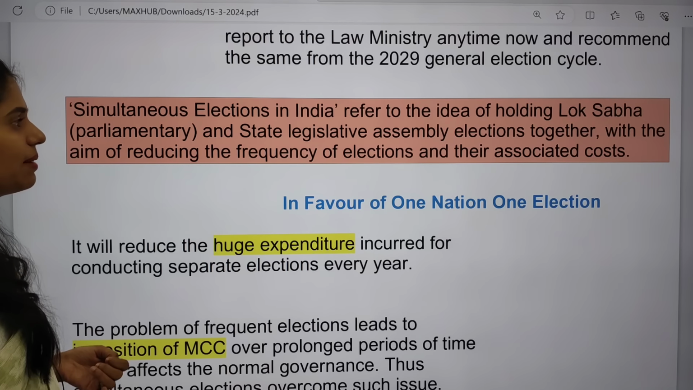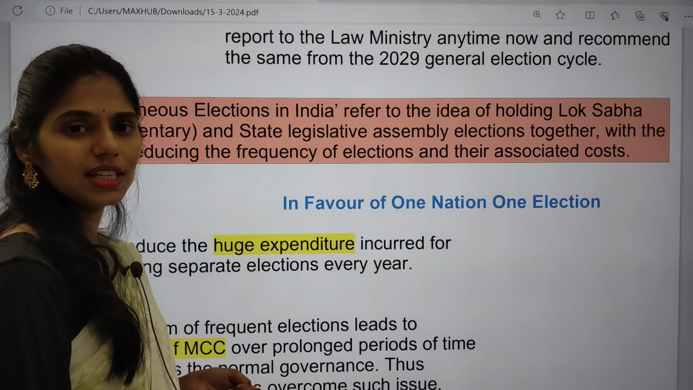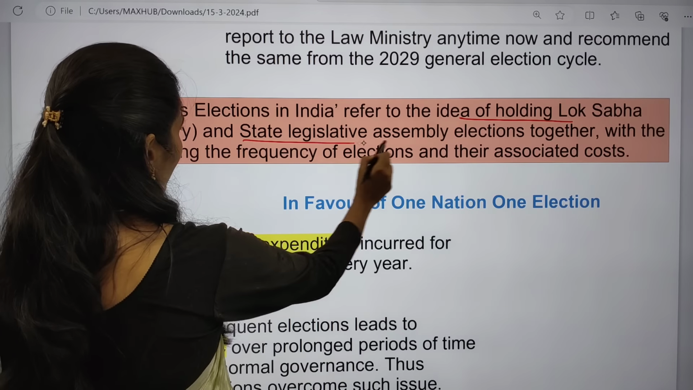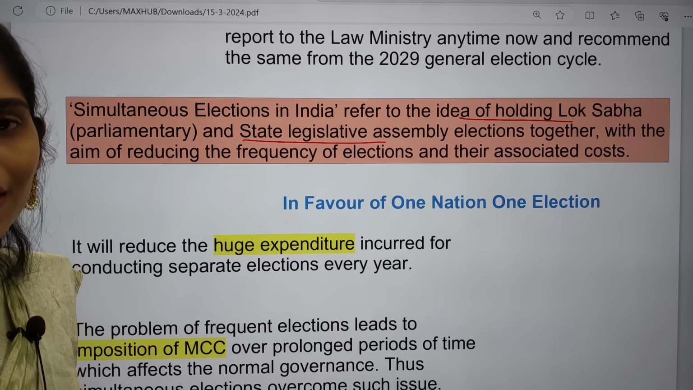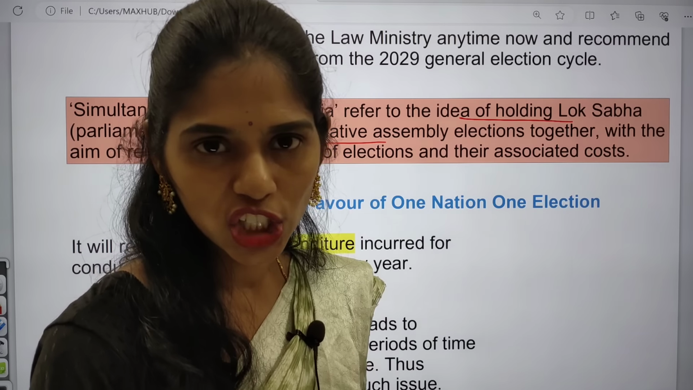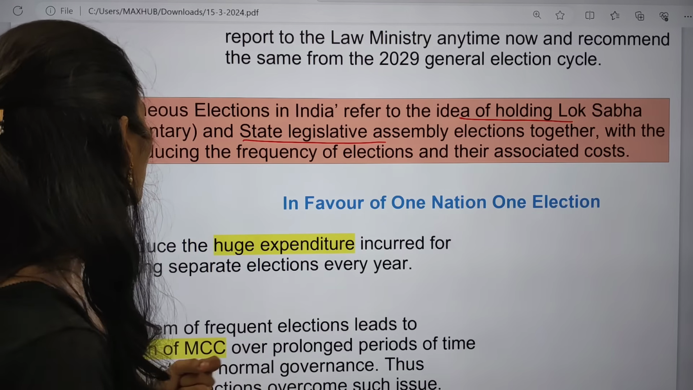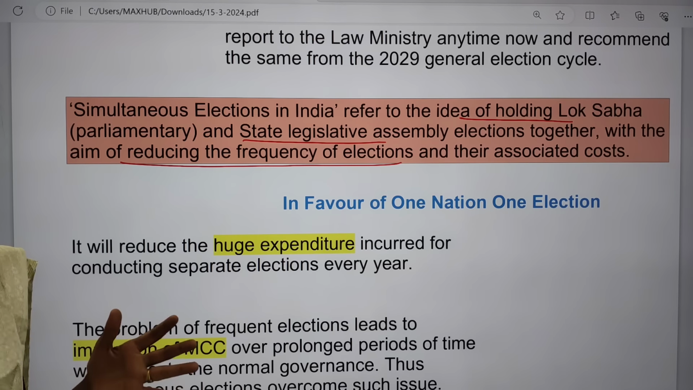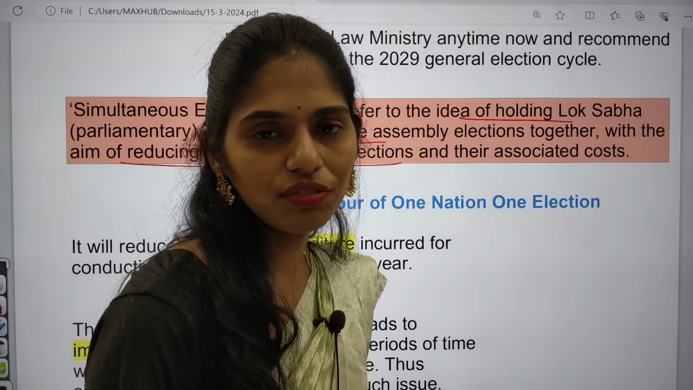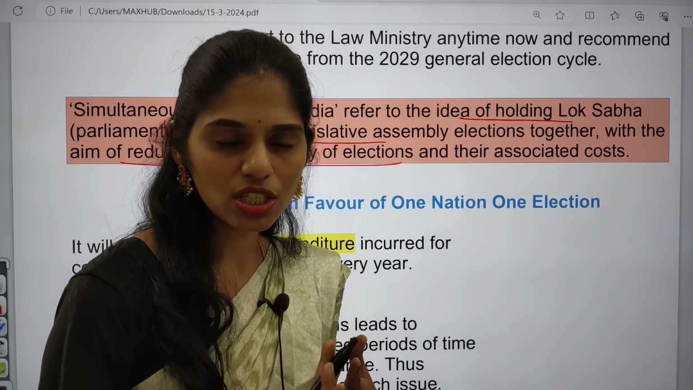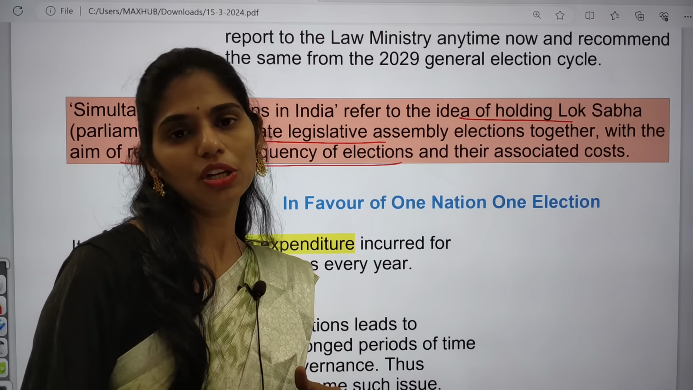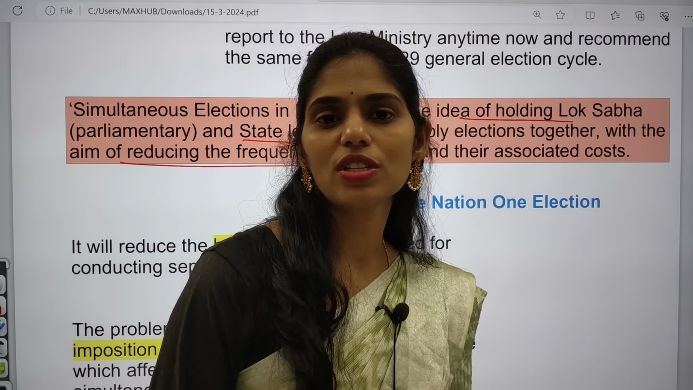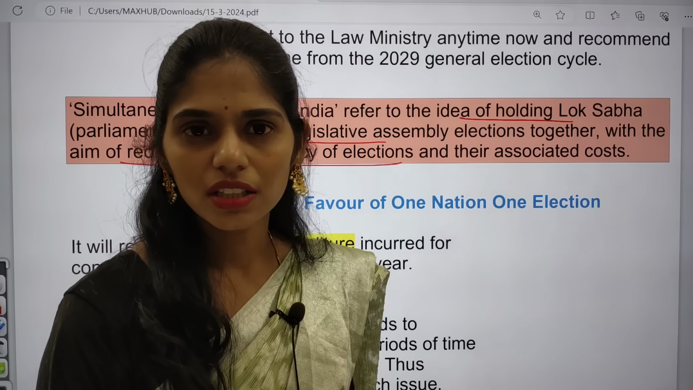So what is the meaning of simultaneous elections? Simultaneous elections in India is the idea of holding Lok Sabha and state legislative assembly elections together, with the aim of reducing the frequency of elections. If you see, every year some states are having elections. Last year 5 states, and this year we have Lok Sabha elections, and even some other states like AP are having elections, right? So we are not following elections for both legislative assemblies and Lok Sabha together. That is the thing which is clear.